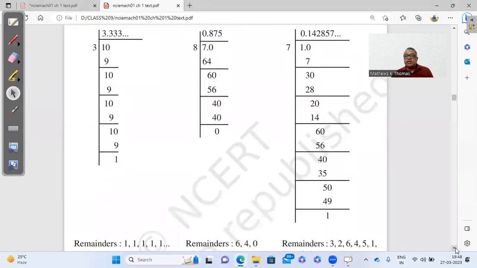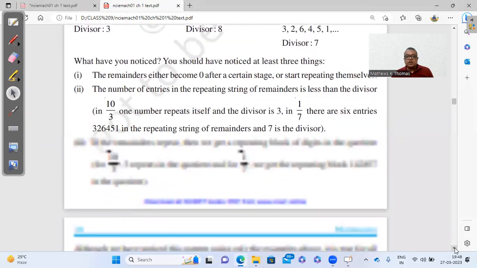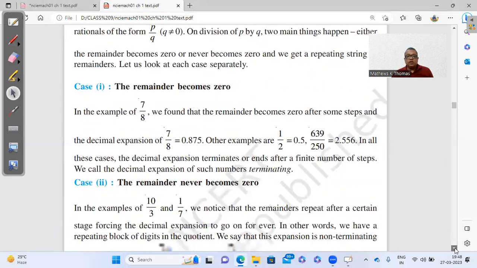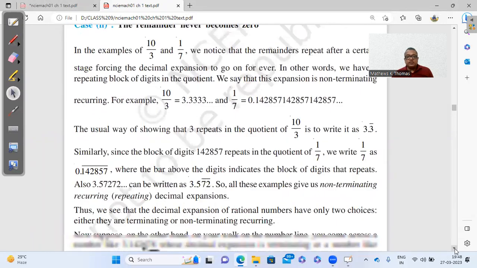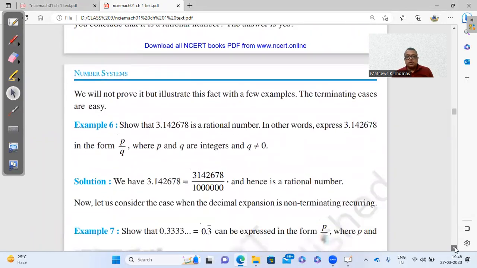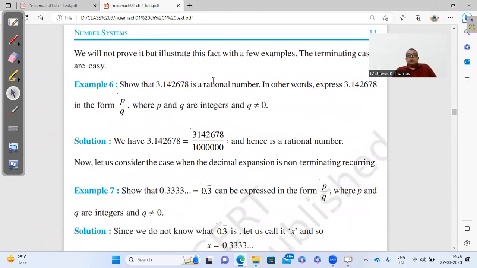And if I want to find the actual value, then I have to do it by long division. Then we come to the next very, very important thing, that is converting a decimal into a fraction.